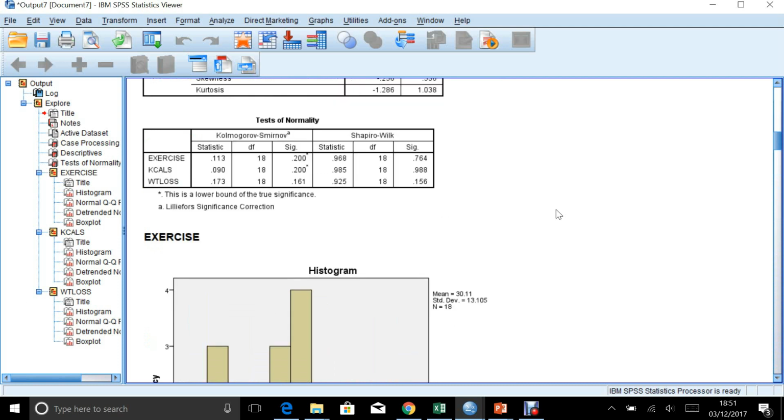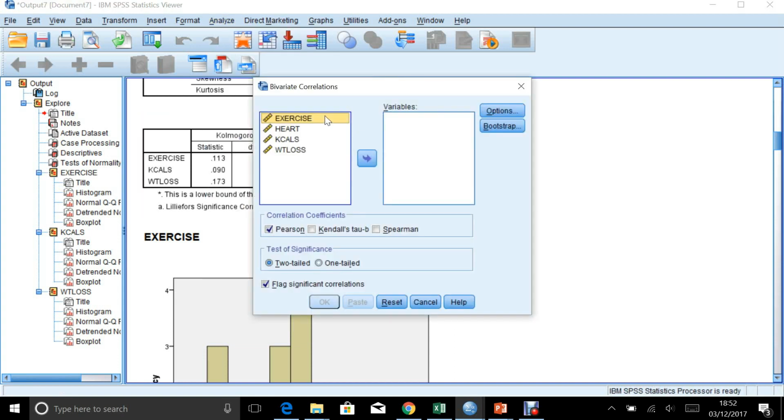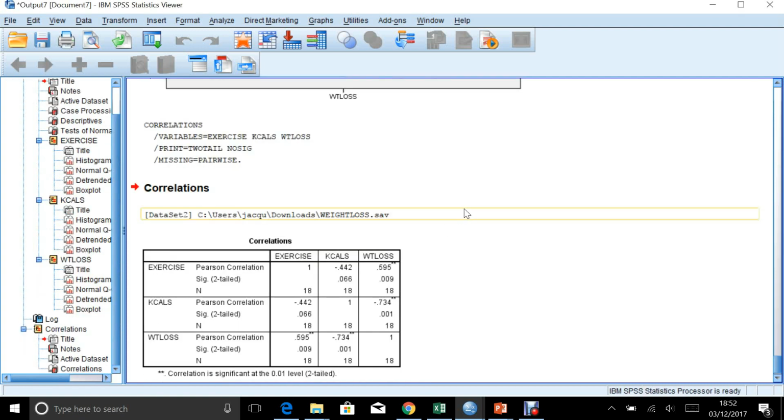So similar to the hypothesis that you're exploring in your write-up, my hypothesis is that exercise, food intake and weight loss will be correlated. So let's have a look at this. We go into analyze, correlate, bivariate. So the variables of interest are exercise, food intake and weight loss. Move them over into the variable box, make sure Pearson's is ticked and click OK.